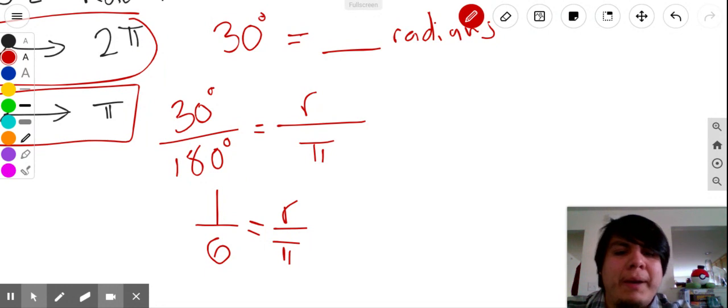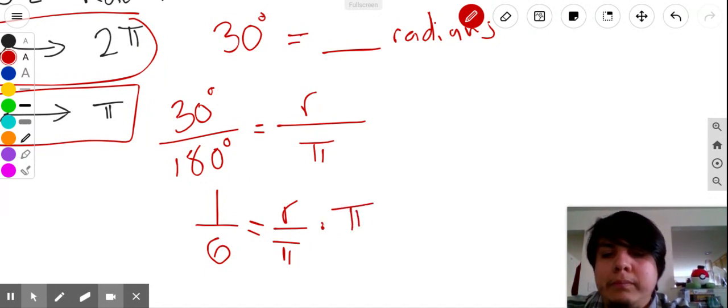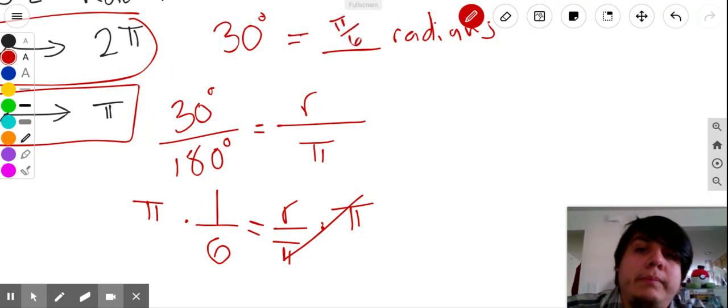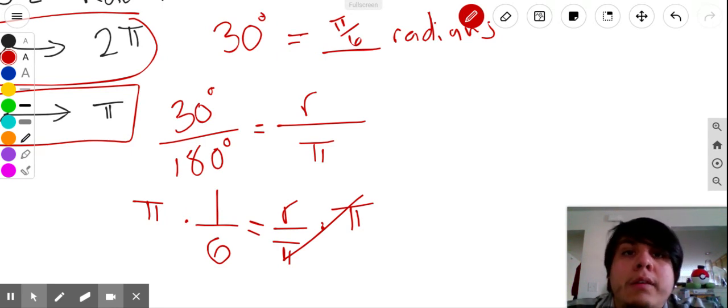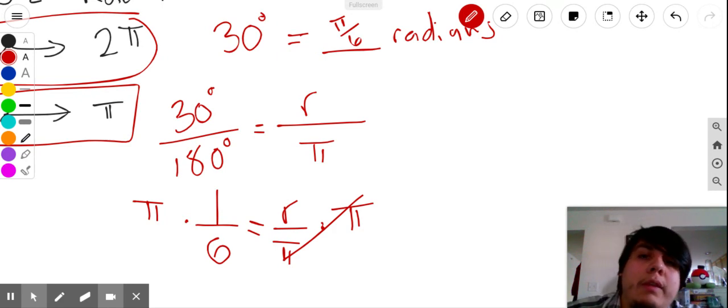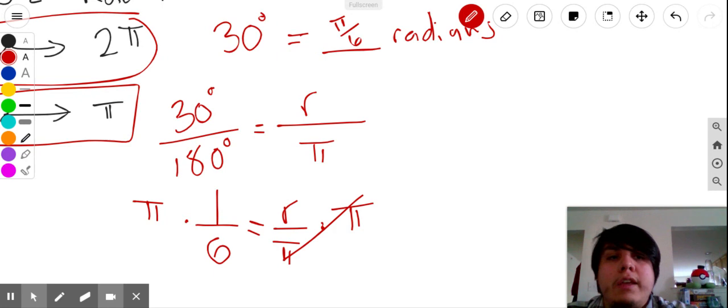And I want to get the r by itself, so I'm just going to multiply both sides by pi. So I could say that r would equal pi divided by 6 radians. So 30 degrees is the same as pi over 6. Notice, I do not want a decimal representation. I would rather leave it as pi over 6 because that's something I can work with. All right, let's try another one.